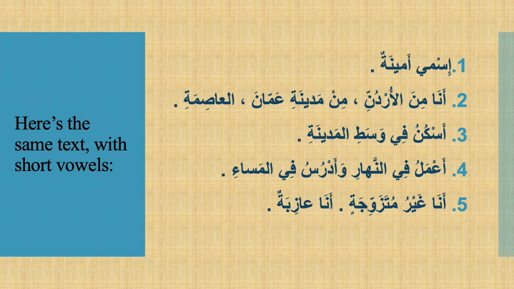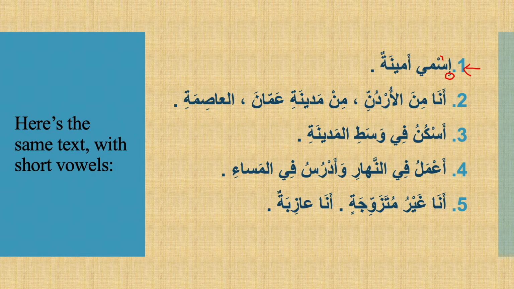So here we go. Do you recognize any short vowels in line 1 here? Okay, we see one here, right? Is that a, u, or I? That's an I, right? It's written below the consonant, so it's I.